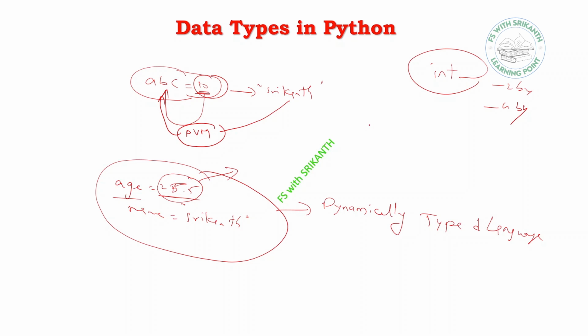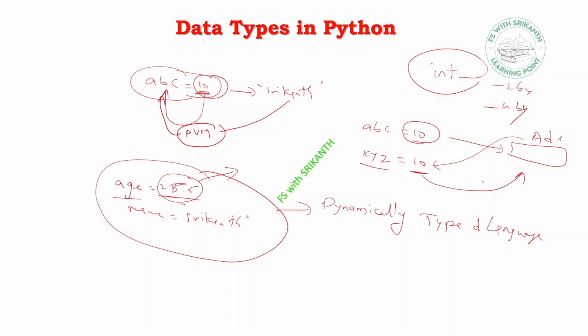Already we discussed in the previous class, like ABC equal to 10 and XYZ equal to 10. This 10 is stored in some area, and the 10 value has some address reference. The same reference is shared with XYZ, because XYZ also has this 10 value. This 10 already exists in the Python virtual machine memory location, so the reference is provided here. When the variable value is updated, automatically the memory mapping will be different, the object will be different.